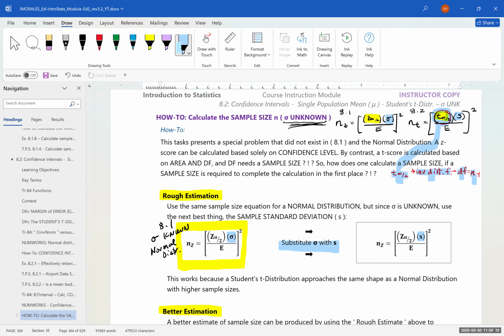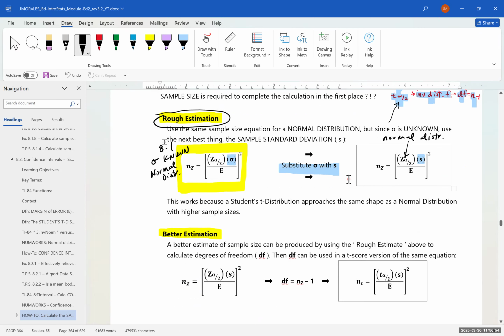We're still going to use a normal distribution here, even though we should be using a student's t, but we have no choice. So we're going to use a normal distribution here in order to calculate sample size. Now, this is a rough estimate. So how do you get a better estimate?